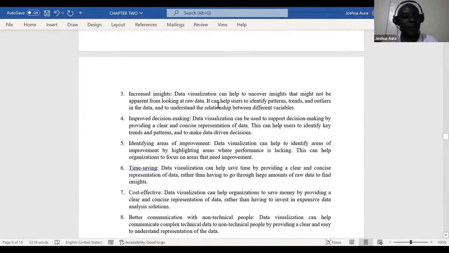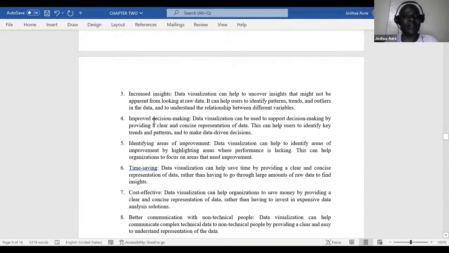Increased insights. Data visualization can help to uncover insights that might not be apparent from looking at raw data. It can help users to identify patterns, trends, and outliers in the data and to understand the relationship between different variables. Ladies and gentlemen, when you are making use of data visualization, people will be able to understand your data more deeply, right? There's an increased insight here, very important.